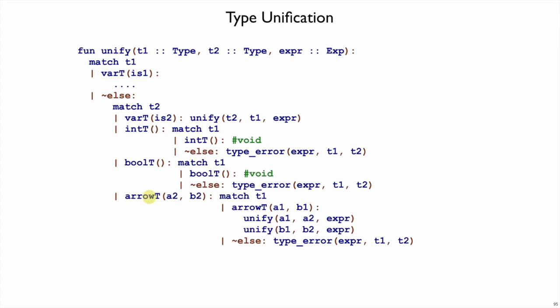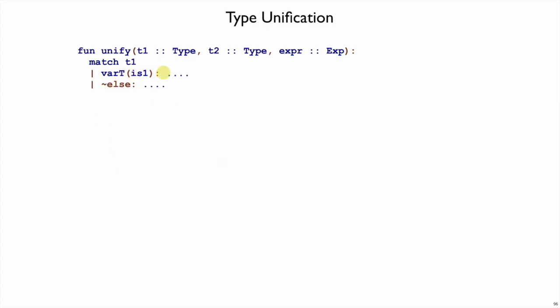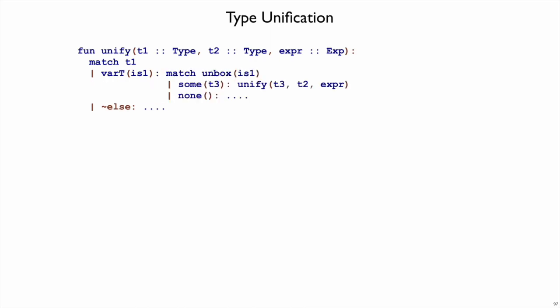Finally, if tau2 is an arrow, then tau1 needs to be an arrow as well, and we unify the argument and results part. Otherwise, if tau1's not an arrow, then we have a type error. So that was the second batch. All the first batch is in this var t case. So let's start filling that out.